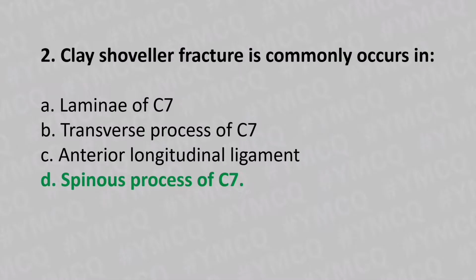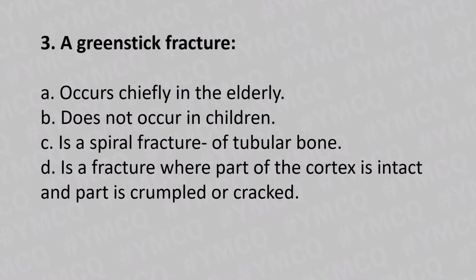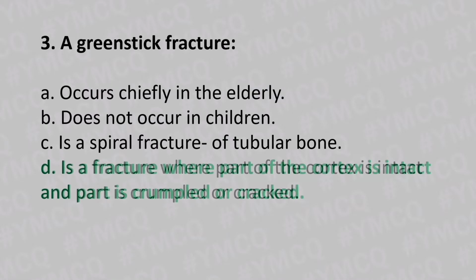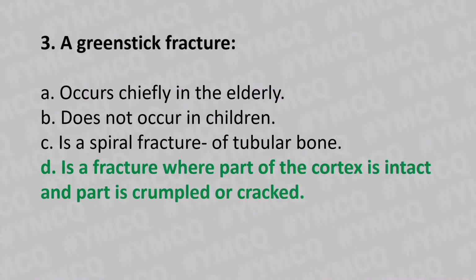Moving to our third question, a greenstick fracture. Option A, occurs chiefly in the elderly. Option B, does not occur in children. Option C, is a spiral fracture of the tubular bone. Option D, is a fracture where part of the cortex is intact and part is crumpled or cracked. And the answer is option D, is a fracture where part of the cortex is intact and part is crumpled or cracked.